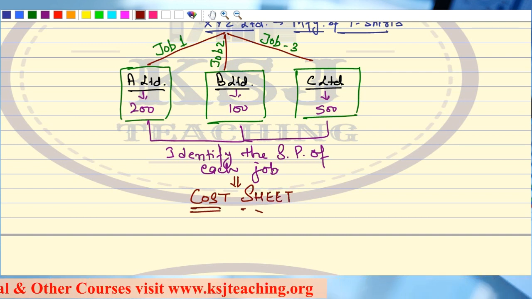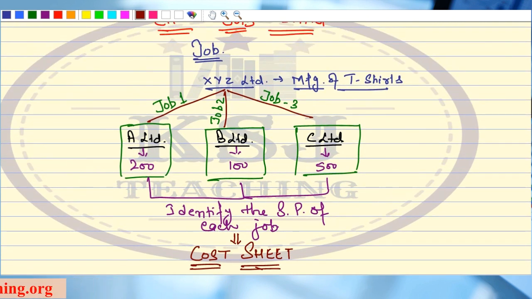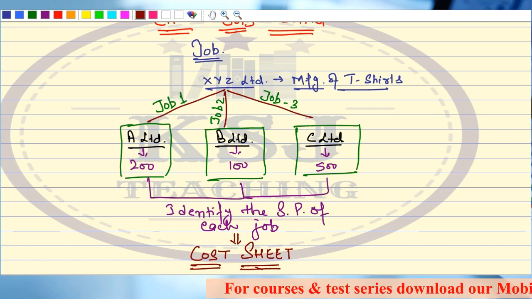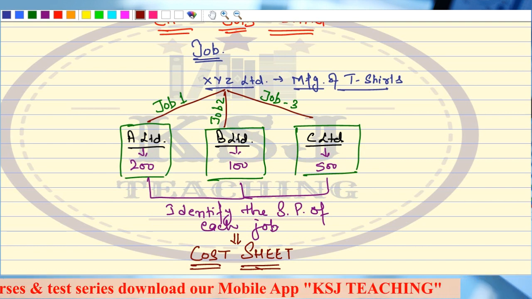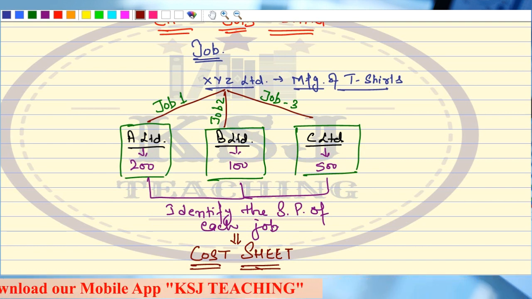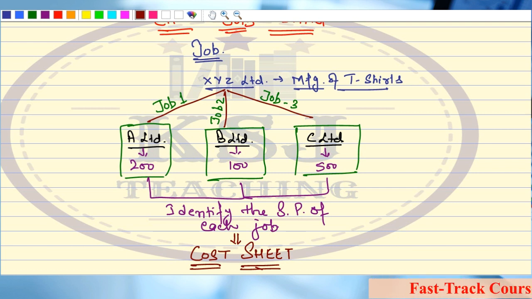So that means, in case you want to find out the selling price of a particular job, if you want to sell 200 t-shirts, what is going to be the selling price, and what is going to be the cost of manufacturing those t-shirts? You want to find out the total cost of a job, the profit that we are going to earn from that job, and the selling price that should be fixed for it. That means you need to prepare the cost sheet.